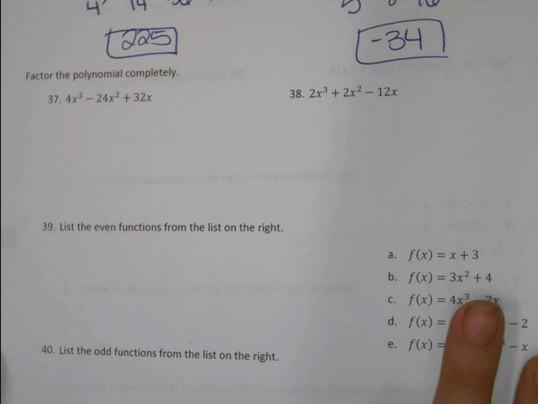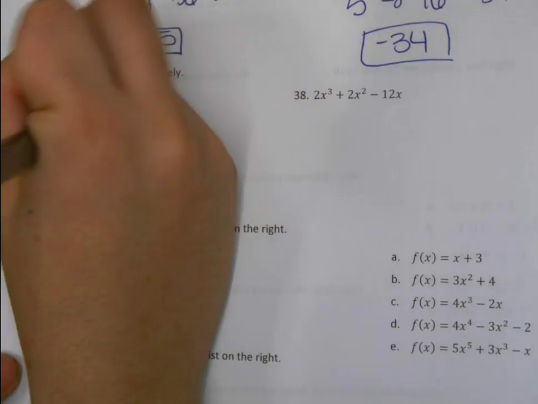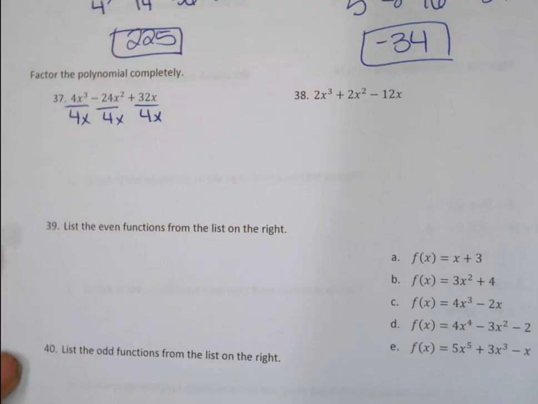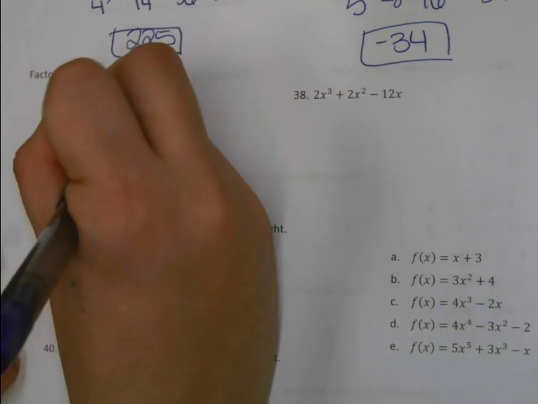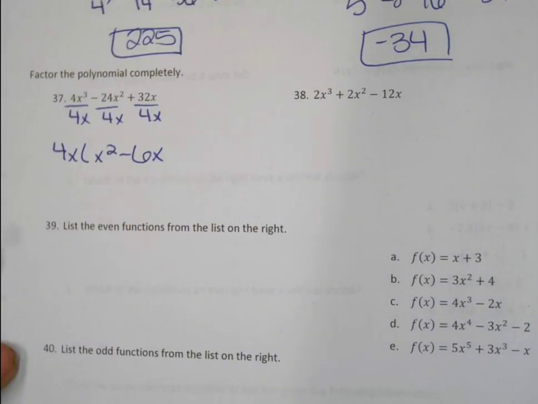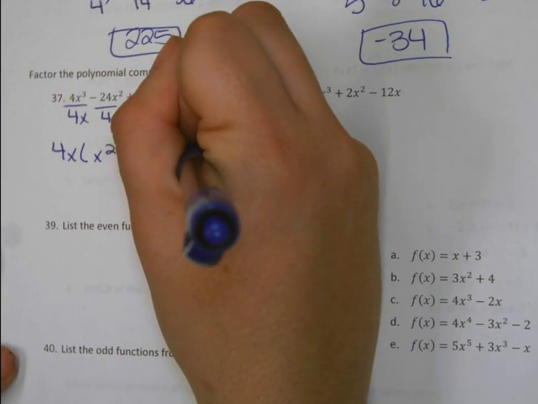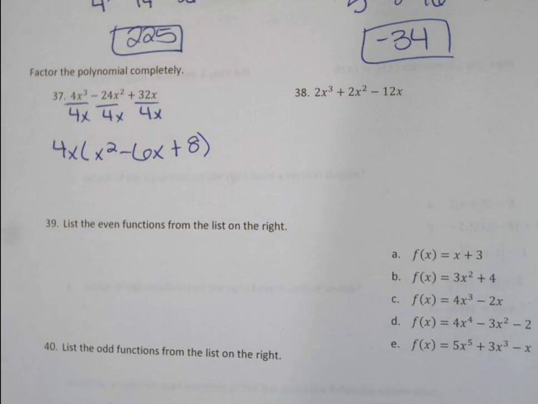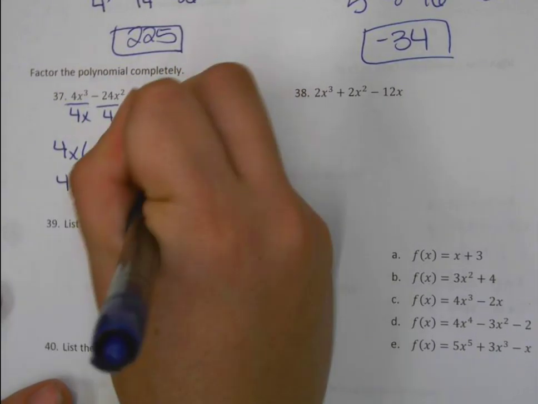Okay, so 37 and 38 want me to factor completely. What do 4, 24, and 32 have in common? 4x. So I'm going to divide them all by 4x. This gets written on the outside. I don't get rid of it. It stays there as part of my answer. 4x cubed divided by 4x is x squared. Negative 24 divided by 4x is negative 6x. 32x divided by 4x is 8, since 32 divided by 4 is 8. So I'm looking for two numbers that multiply to positive 8 and add up to negative 6. Negative 4, negative 2.